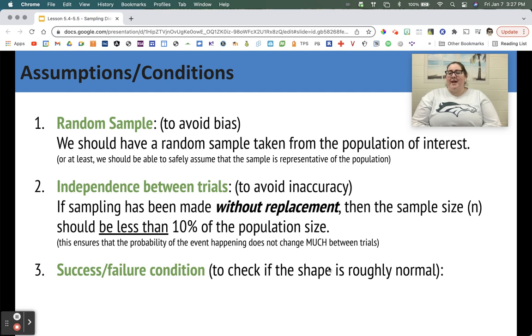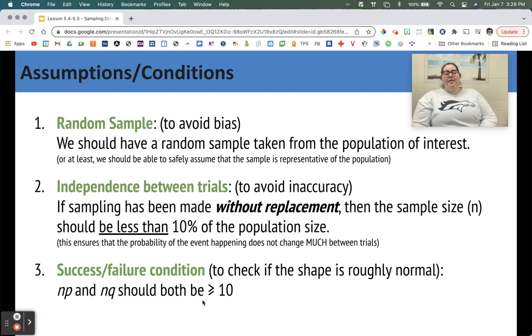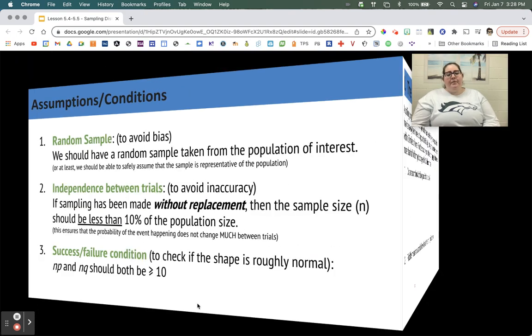This will tell us whether that sampling distribution is going to look roughly normal versus skewed one way or the other. What we check is, do n times p and n times q, where q is just 1 minus p, both come out to at least 10? We see that shorthand a lot. If n times p and n times 1 minus p are both at least 10, then we are pretty sure that the sampling distribution is going to look roughly normal. This might also be called the large counts condition in some books.